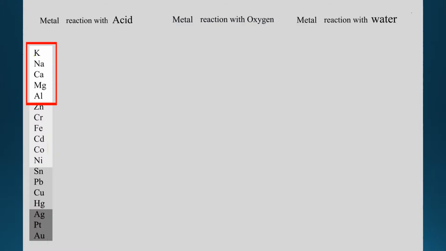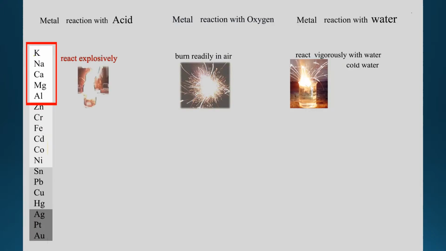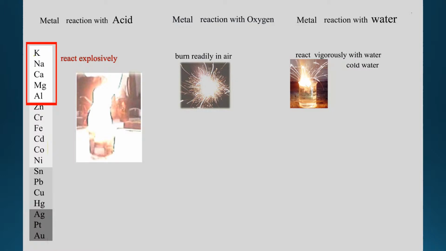In the most reactive group, potassium, sodium, calcium, magnesium, and aluminium are all the most reactive metals. Let's see how they react with acid, oxygen, and water. Here's the outcome. They react quite violently. First, with acid: all these reactive metals, even with a dilute cold acid, can react explosively.